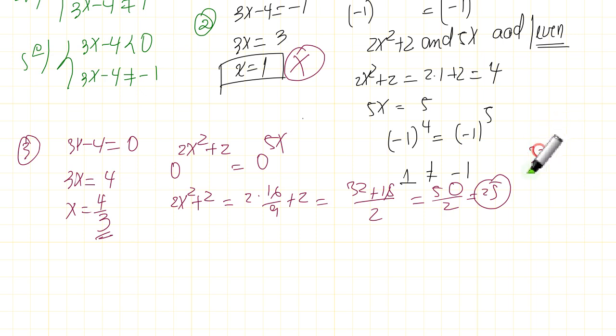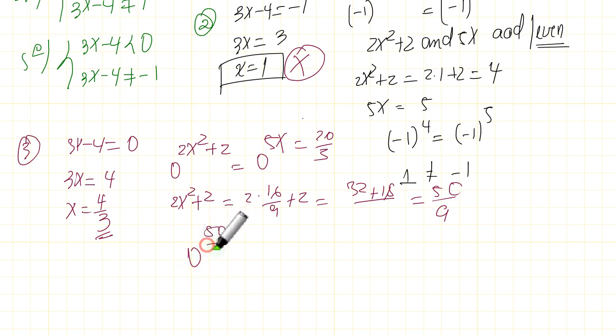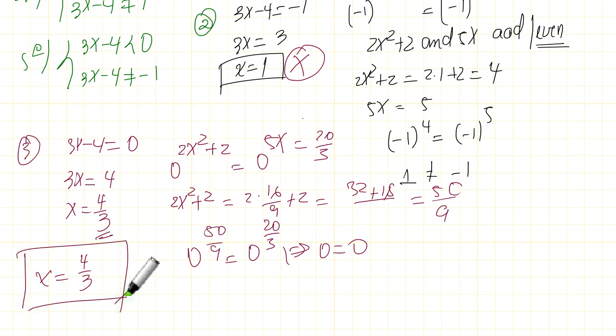Let me just check. I don't want to make any mistake. I mean, I made a mistake here, obviously. So this is not divided by 2 but divided by 9, right? 50 divided by 9, and here we will have what? 20 divided by 3, right? Here we will have 20 divided by 3. So we will have 0 to the power of 50 divided by 9 equals 0 to the power of 20 divided by 3, and obviously this is 0 equals 0. So guys, x equals 4 over 3 is one of our solutions too.